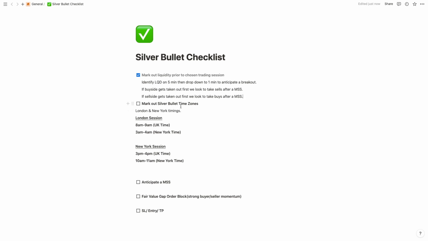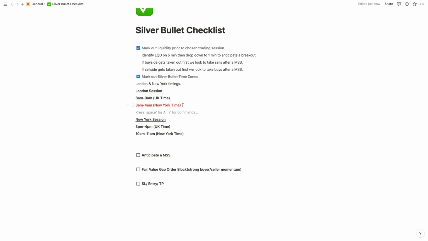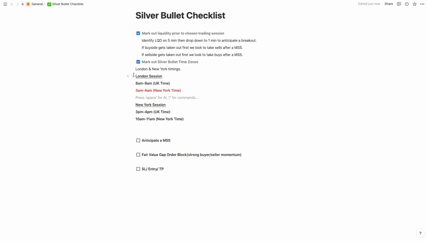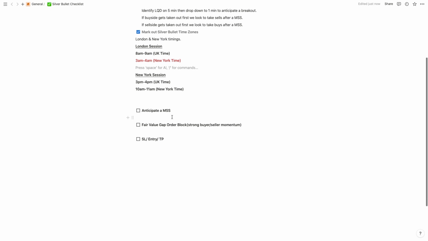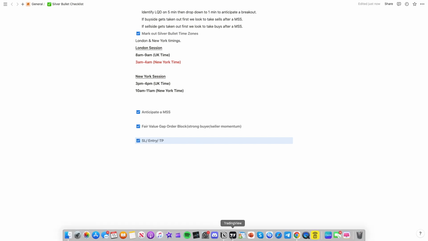We've marked out our silver bullet time zone. We traded off of this time zone right here, 3 a.m. to 4 a.m. New York time on the London session. So we've taken this trade right here and we've anticipated a market structure shift. We've entered off our 50% on our Fibonacci tool, and then we've set up our stop loss, entry and take profit once again, as you can see right here.